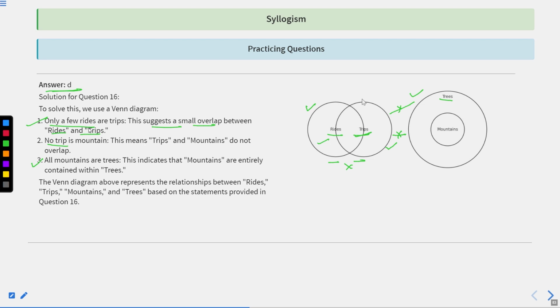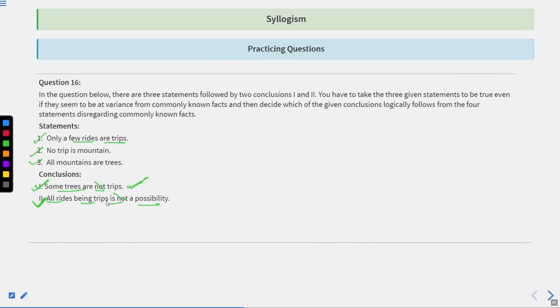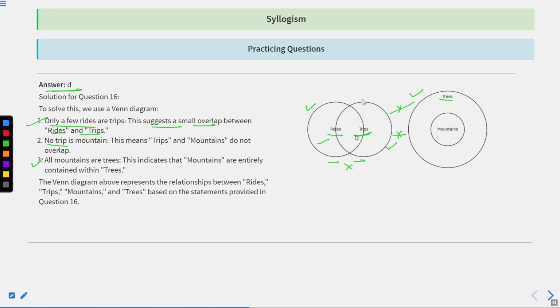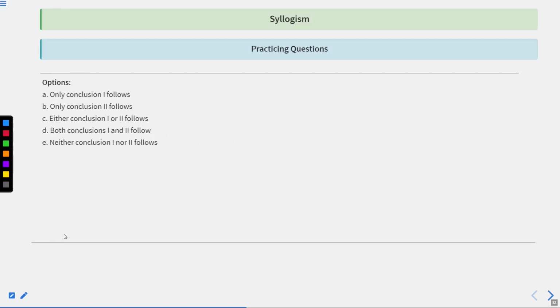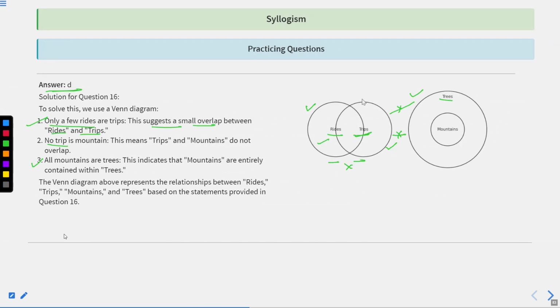First statement says only few rides are trips. Few rides are trips, so it cannot be that all rides are trips. The first statement says that all rides being trips is not a possibility. Obviously, it is correct. Some trees are not trips. There is no relation between trees and trips. Then obviously statement 2 is also correct, because if it is saying some trees are not trips, and since there is no relation, which means that no trees are trips, some trees are not trips is also inferred from the statements. Therefore, the answer will be answer D.